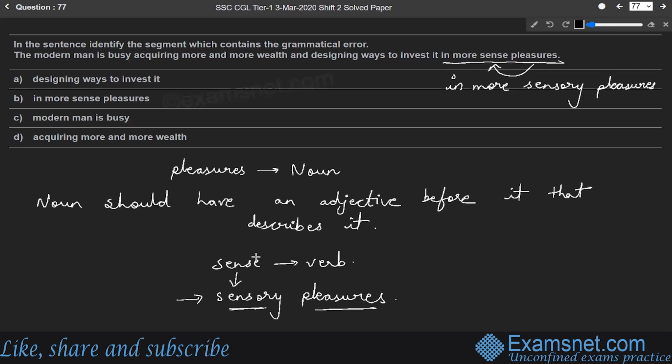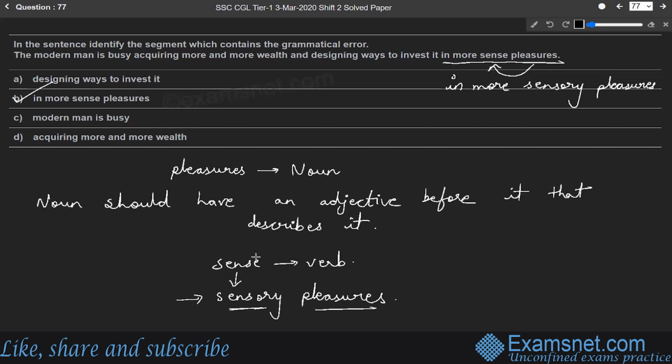So the correct sentence will be: the modern man is busy acquiring more and more wealth and designing ways to invest it in more sensory pleasures. So the part that is not correct is the last part. From all the given options, the correct option will be option B, that is, in more sense pleasure.